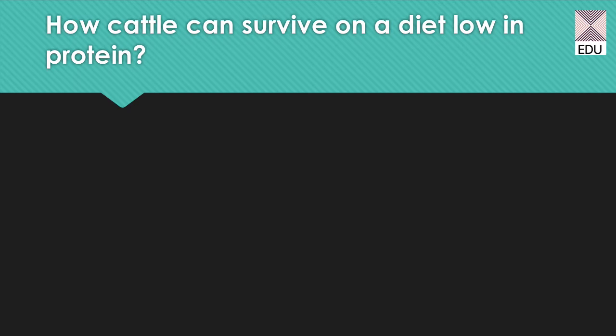Now there is a question: how can cattle survive on a diet which is very low in proteins? Every animal requires quite a big amount of protein in the food. But how can these ruminants, how can the cattle, survive on a diet which is very low in protein? Now the answer to this question is the bacteria, the microorganisms which are found in the stomach.